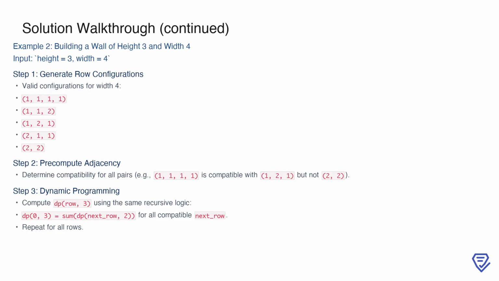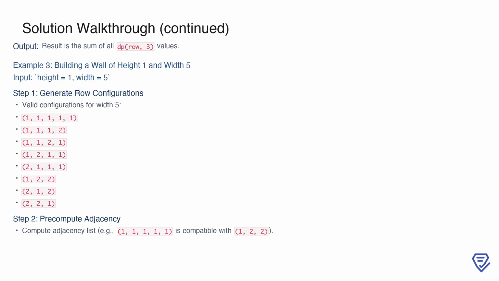For a wall of height 3, we calculate dp[row][3] by summing up dp[next_row][2] for all compatible rows next_row. This process is repeated for each row, and the final result is obtained by summing up all dp[row][3] values for the rows. The total number of ways to build the wall for height 3 and width 4 is the sum of all dp[row][3] values we calculated. This gives the final output for this example.